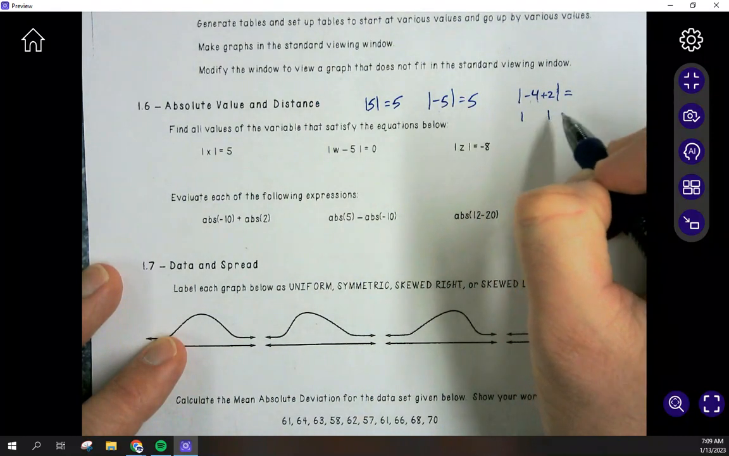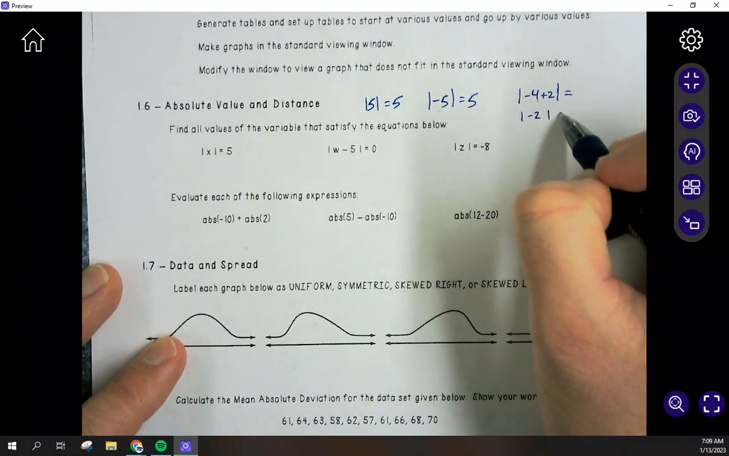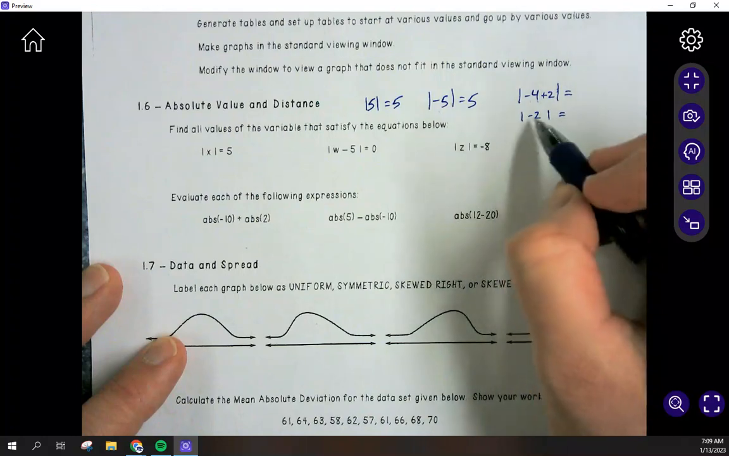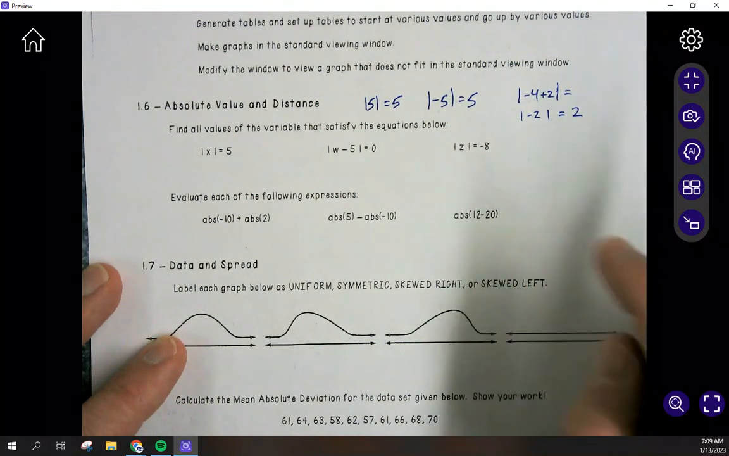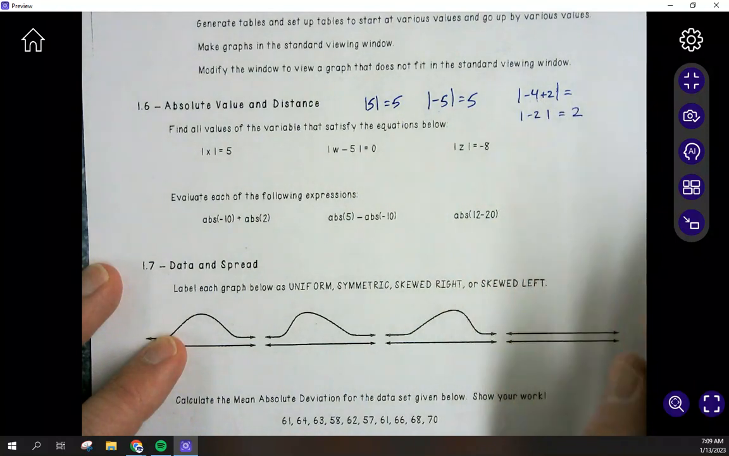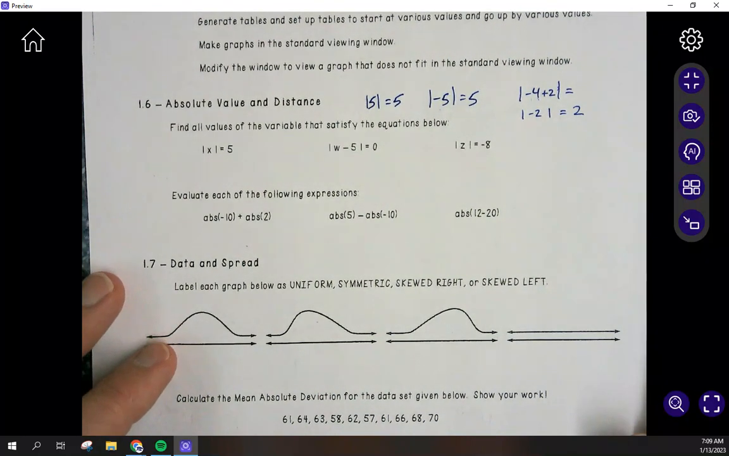So we're going to leave the absolute value alone. -4 plus 2 is -2. And now you take the absolute value, we're down to one number, and that becomes +2. So notice if I did it up here, I would have got 6, which is incorrect. So if there is an operation to do inside parentheses, you're going to take care of that first.